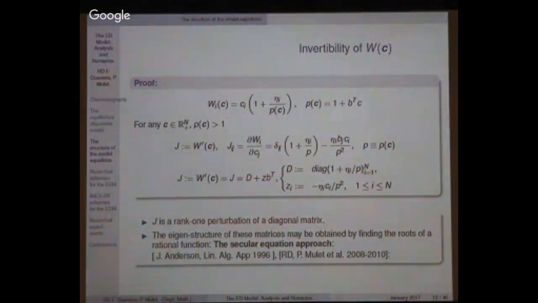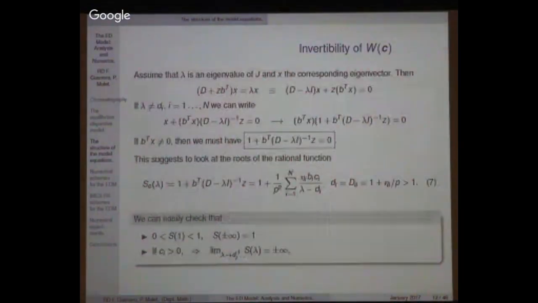Now, the eigenstructure of these matrices can be easily obtained. I told you that linear algebra people know this, and some of our people didn't know it and had to work a lot to get the structure without using this secular equation approach. We learned it from Joel Anderson in a paper in 1996. We used it in a series of papers with Pep Mulet and various collaborators, and it always simplified a lot the things that you had to do to get the eigenstructure.